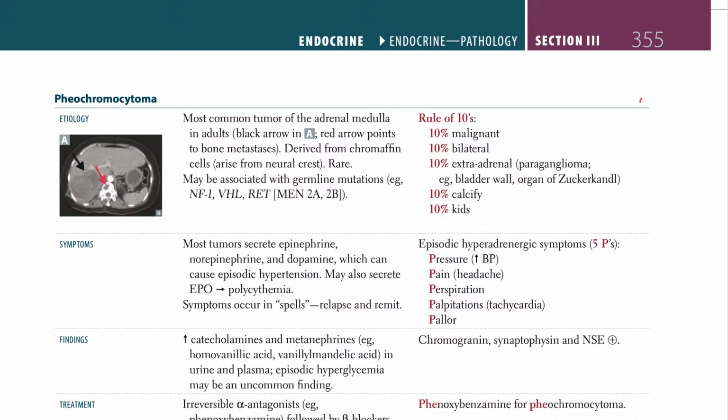Other than that, if the tumor is in the bladder wall, the signs and symptoms are going to be with urination. When the patient urinates, they are going to have episodic headache because of episodic hypertension at that moment, right? Episodic headache because of hypertension, one thing.